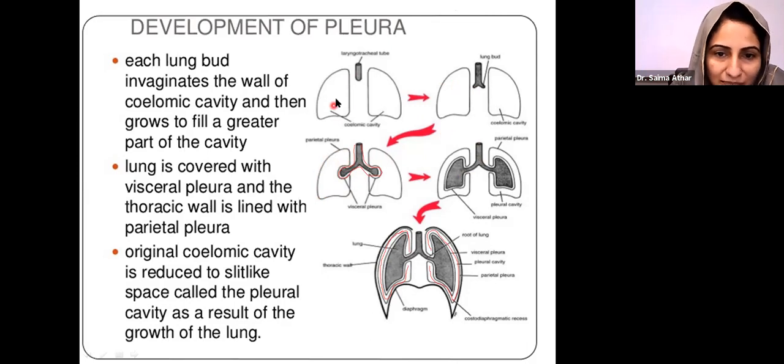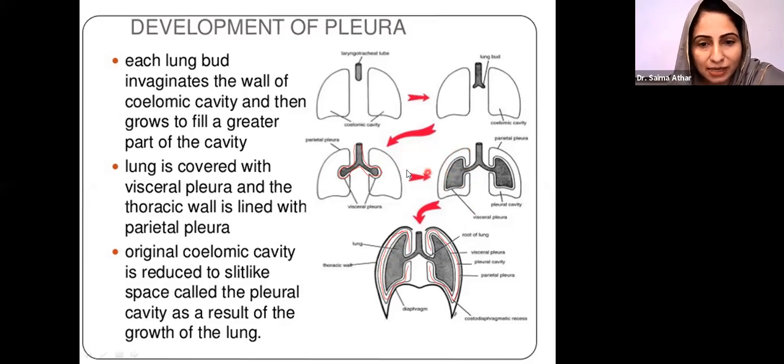The pleural cavity initially is very large. Later on, because of growth of the lungs and approximation of visceral and parietal pleura, this cavity becomes smaller and smaller. You can compare this diagram with this. There's more growth of the lung bud inside, and further growth of the lungs. The immediate layer which is in contact is known as the visceral pleura, and it is reflected back at the hilum of the lung and is continuous with the parietal pleura.